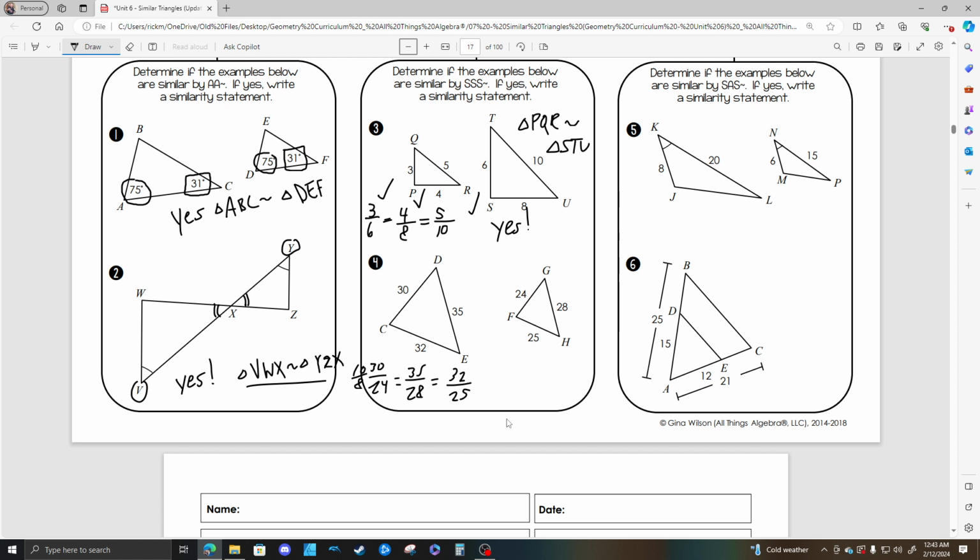So these are just simply not congruent, or not similar. Not similar. Okay. All right, I'm going to write not similar.